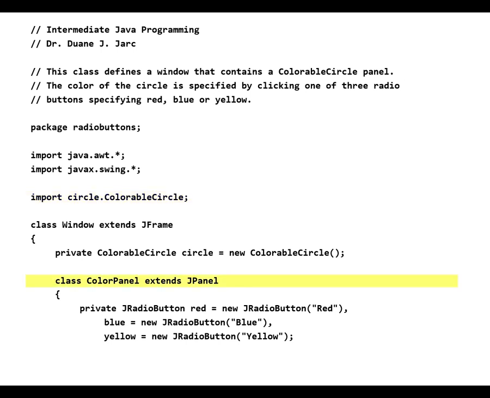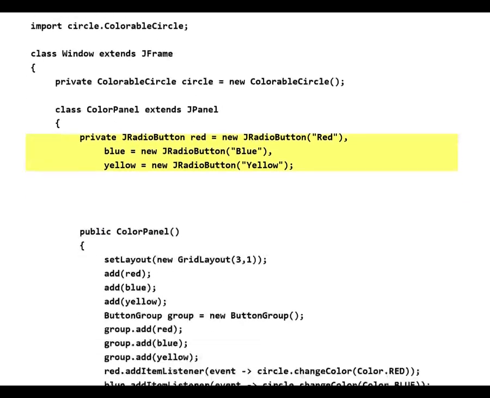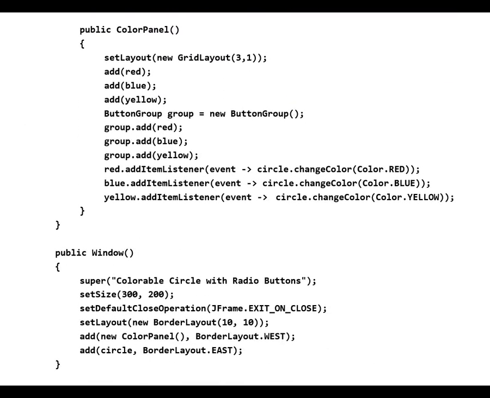Note that we are using an inner class to define the panel that will contain the radio buttons. These three radio buttons provide the choices for the colors that can be selected. Let's scroll down to the constructor of the inner class. First, we must add the three radio buttons to the panel. Then we must create a button group and add them to that group. Finally, we must register the listeners for each of the three radio buttons.